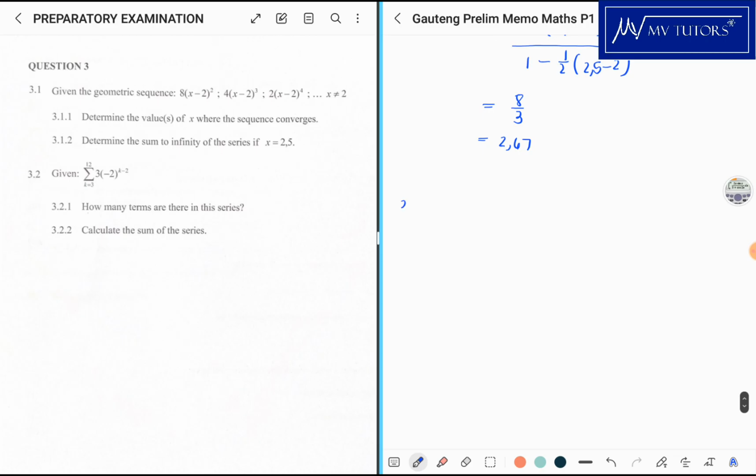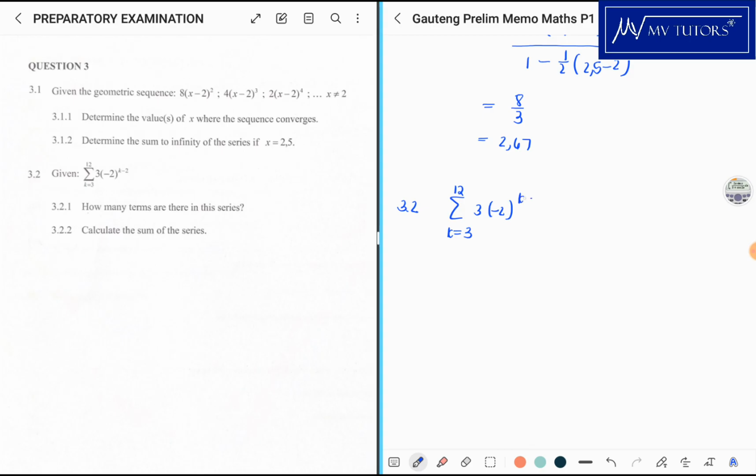And the 3.2, so we are given k is actually equal to 3. For once, we're not starting at 1, but we're starting at 3.